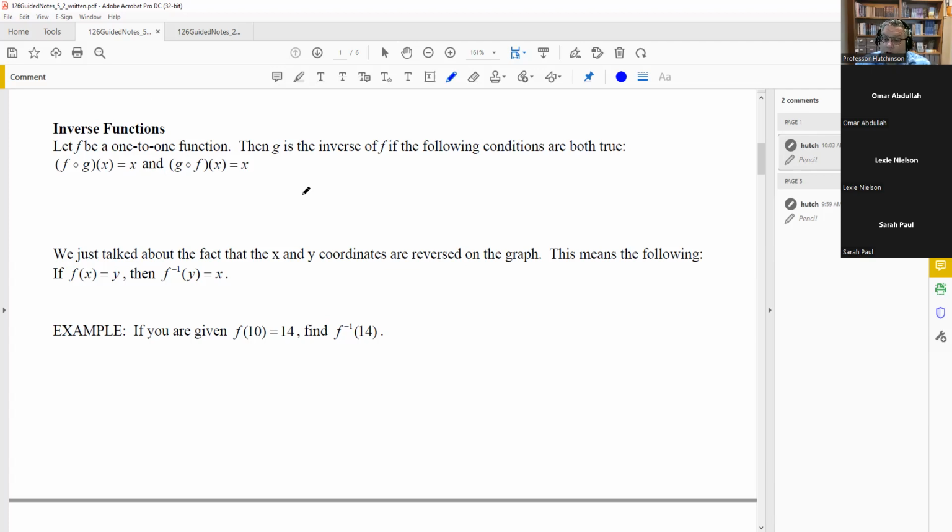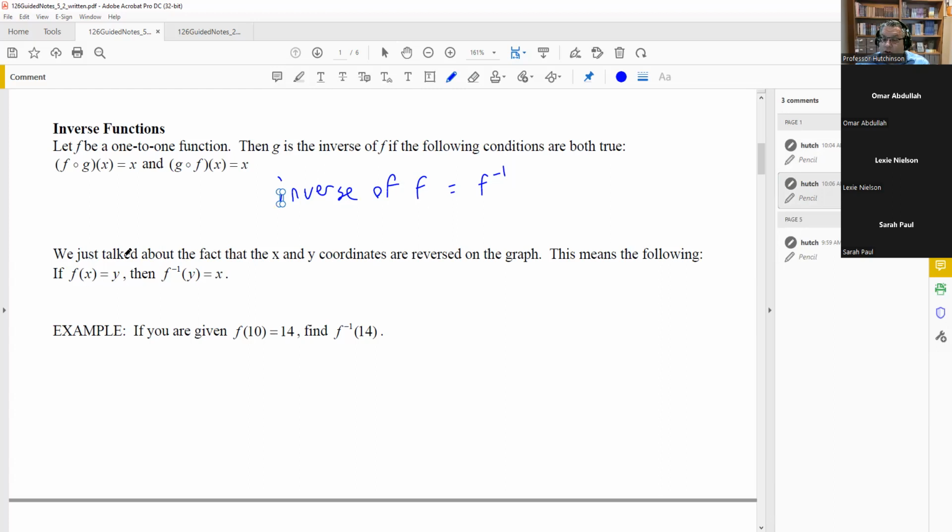Now, once you know that something is an inverse, the inverse notation that we use is this little -1 that you see up there. So the inverse of f is f with a little -1 on it. So that's what we mean by inverse. The inverse of f is this little thing right here. It doesn't mean f raised to the -1 power. That's just the symbol we use to indicate an inverse.